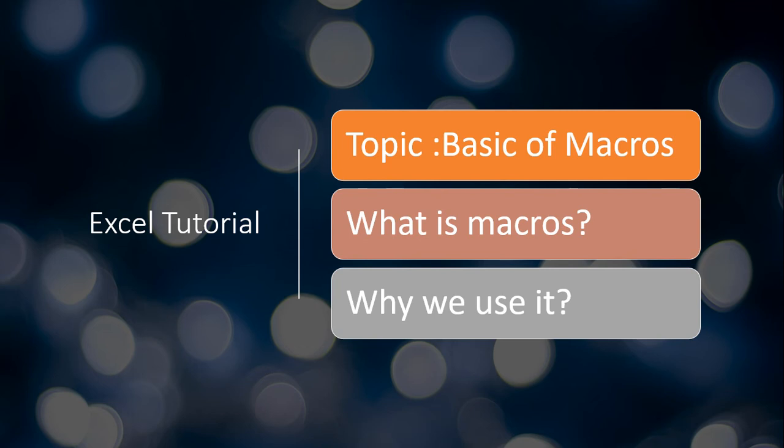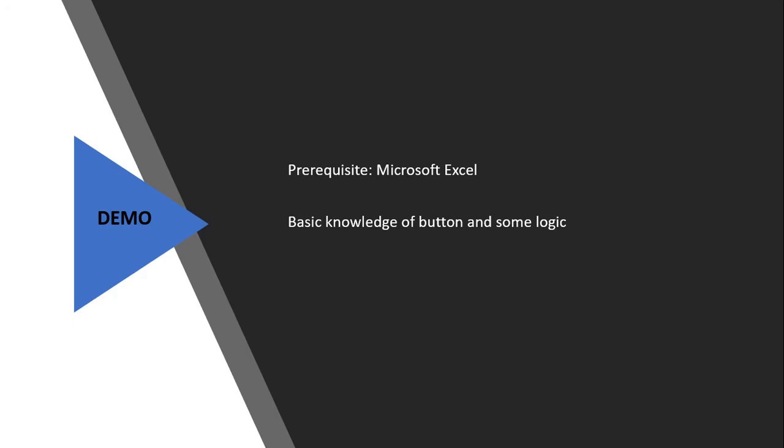So why do we use it? We use it for simplicity and saving time. To work on macros, we should have Microsoft Excel. It is good if you have the latest version, because some things are supported only on the latest version and might not be there on earlier versions. You should have basic knowledge of buttons and some logic for this demo. Here I have used some buttons and logic so that we can analyze and use macros for demo purposes or any logical thinking.